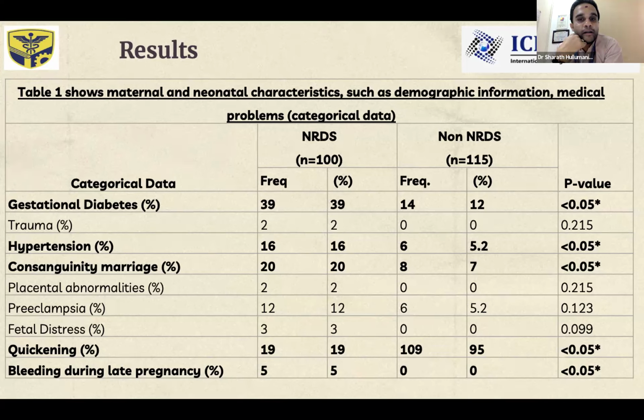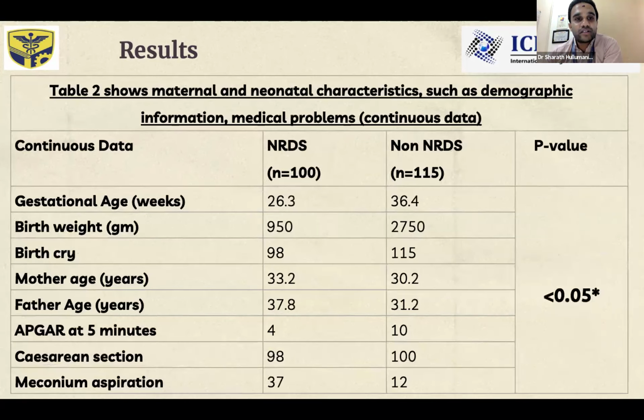These all can be seen in NRDS. Coming to non-NRDS also, we can see almost 109 babies were not having quickening, and the second important factor is gestational diabetes. Even in the non-NRDS group, we come to conclude that gestational diabetes has the higher role, or is the first important maternal risk factor that makes the baby get diagnosed with neonatal respiratory distress syndrome.